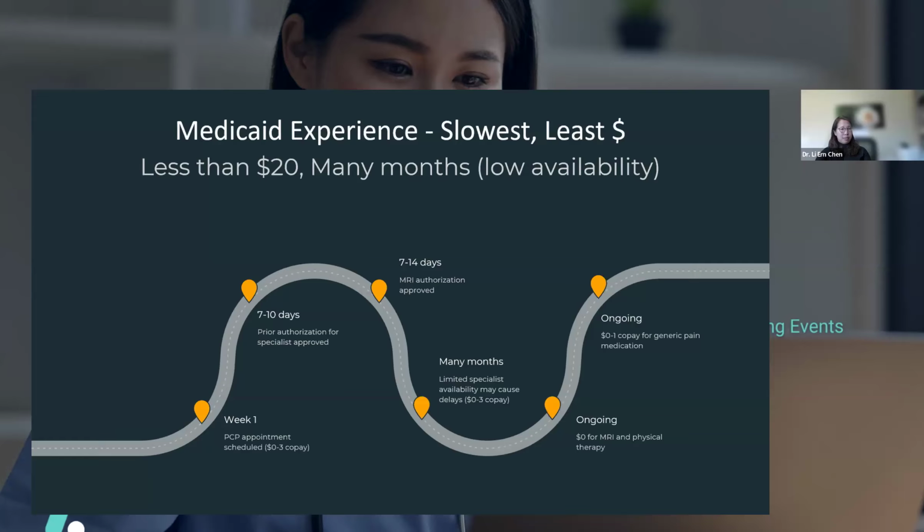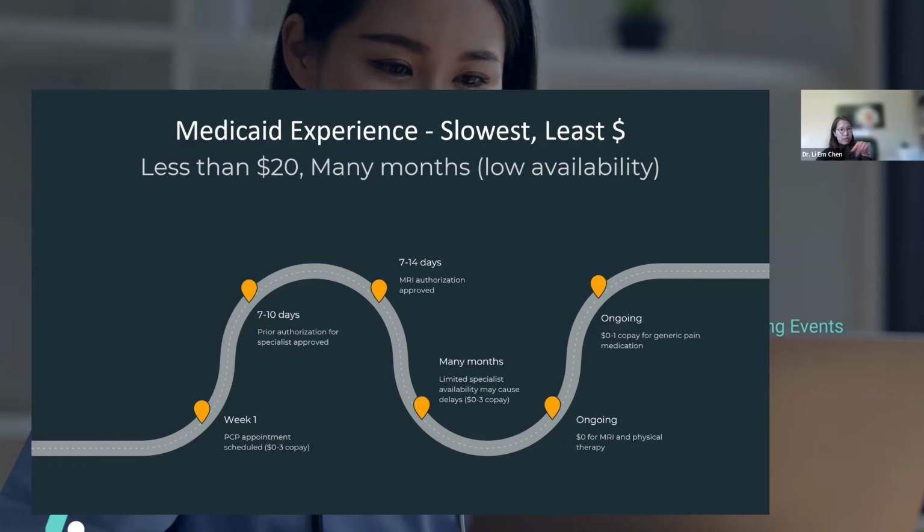Now, Medicaid will cost very, very little. However, there are even fewer doctors who take Medicaid insurance. And so the timeline to get into seeing a primary care doctor and then a back specialist and then physical therapy, right? That's all very long and drawn out because there are fewer providers to see Medicaid patients. And so the wait lists are longer.